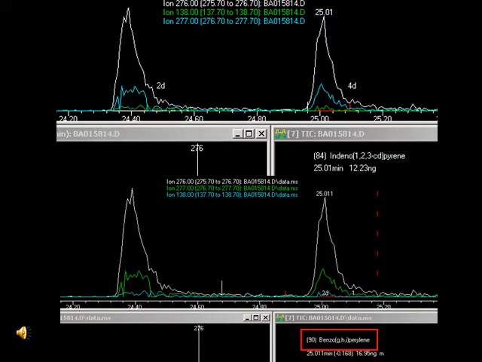The first peak is indeno 123 CD pyrene, which was correctly chosen by the computer for the 80 and 160 nanogram standards. The second peak is benzo GHI perylene, which was incorrectly chosen by the computer software for the 20, 50, and 120 nanogram standards.